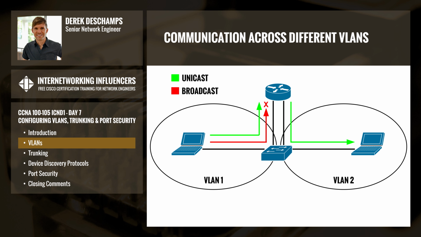In order for the devices to communicate, a router must be used to route traffic between the two VLANs at layer 3. This allows the devices to communicate directly with each other. However, since routers do not forward broadcast frames, the devices will still be in separate broadcast domains and will not receive each other's broadcasts.